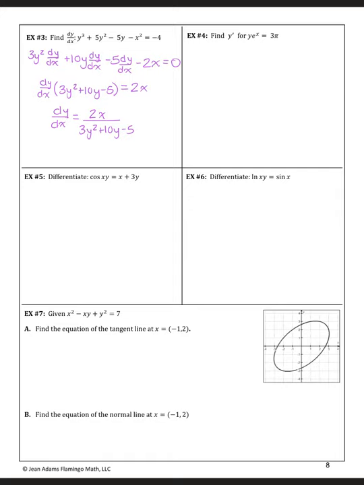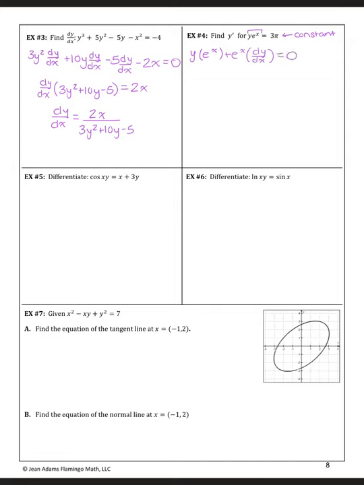Looking at example 4, it says find y prime. Same thing as dy/dx. If you look at this y e to the x, that requires a product rule because we have a y and an x being multiplied. The 3 pi here, that is a constant. So keep that in mind. So if I do product rule, I have the first times the derivative of the second plus the second times the derivative of the first is equal to 0.